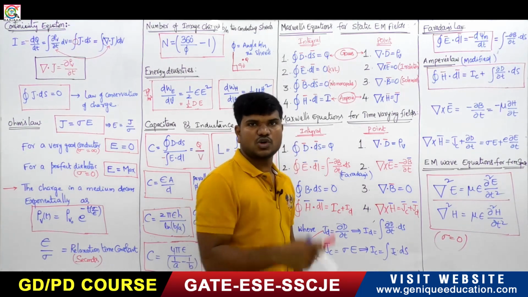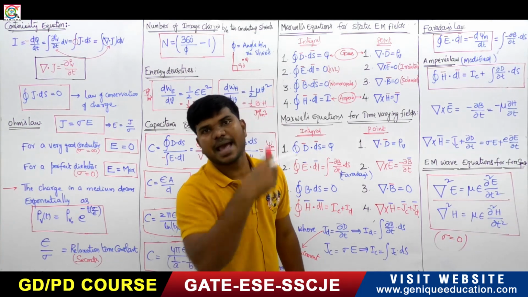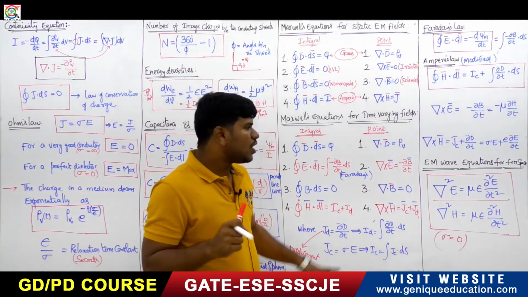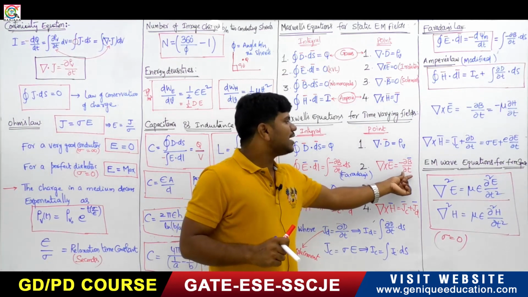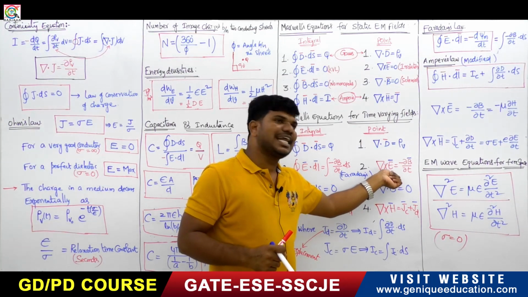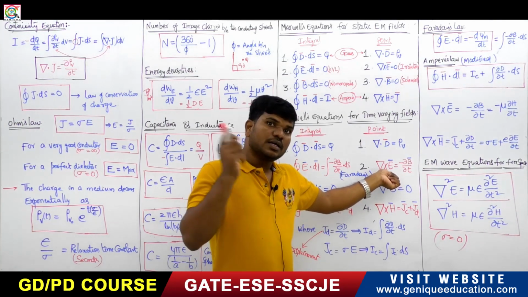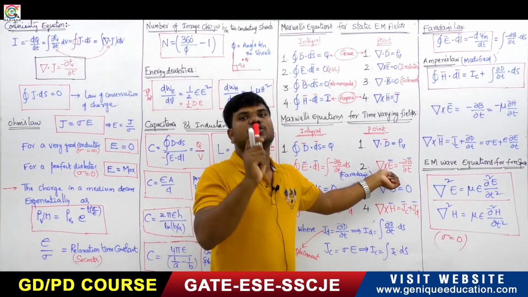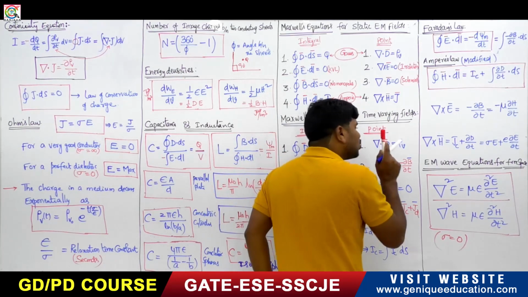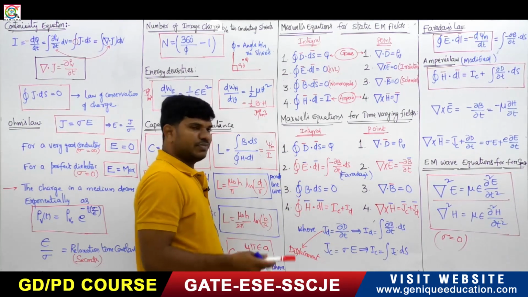It is equal to minus dou B by dou t, which means what? The change in the magnetic flux. So from this, what can you say? The time varying magnetic flux produces the electric field, but that produced electric field is orthogonal in space.